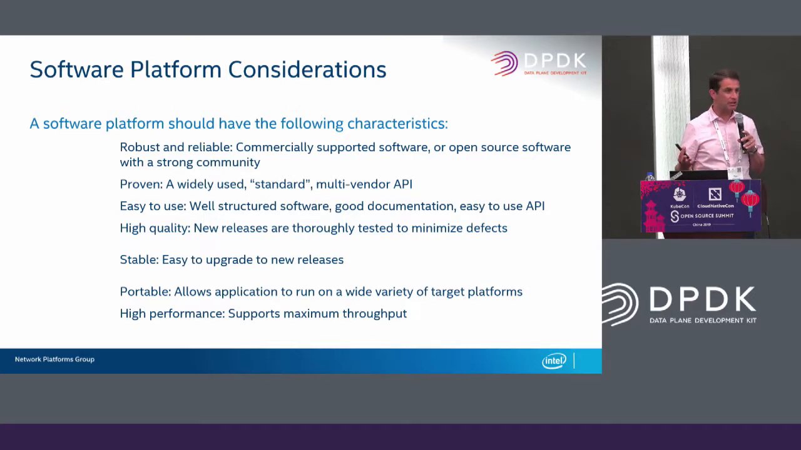So you want something that's robust and reliable, something that's commercially supported, well proven. If it's open source software, you want a good, strong open source community around it so that you know it's well supported. You want something that's proven. You don't want to be the first people to use it in an application. So you want something that's widely used, a de facto standard in the industry. You want software that's easy to use, that's high quality.